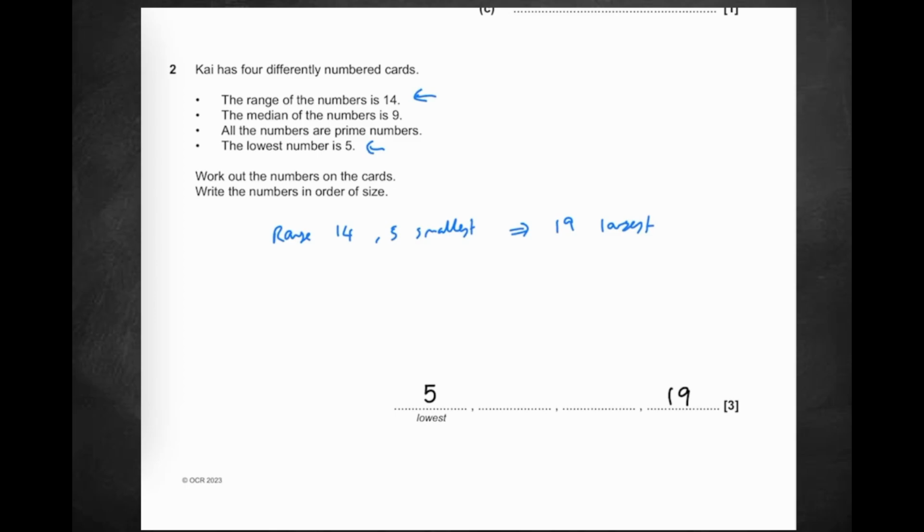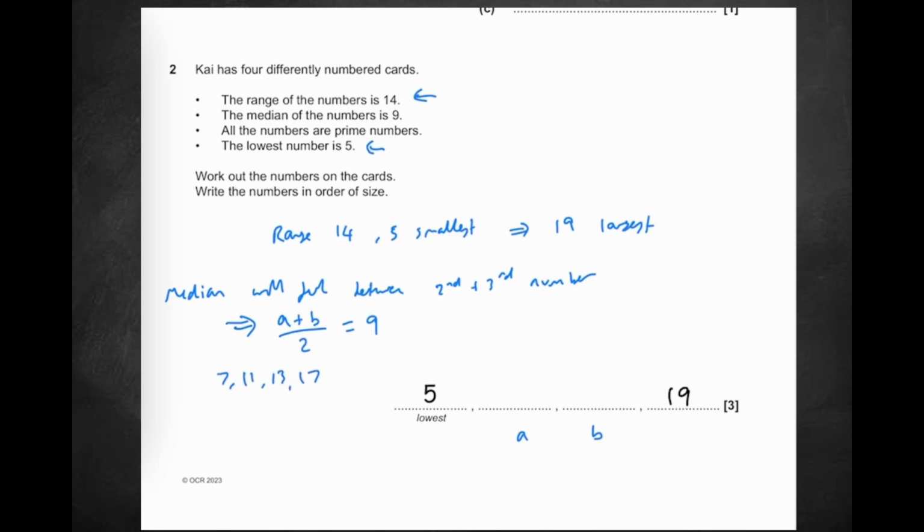Next we'll look at the median of the numbers is 9. So the median is going to fall between the second and the third number. So if we call them A and B, we're going to say A plus B divided by 2, to find the midpoint of them, is 9. And then we also know that they are prime numbers. So prime numbers between 5 and 19 would be 7, 11, 13, 17.